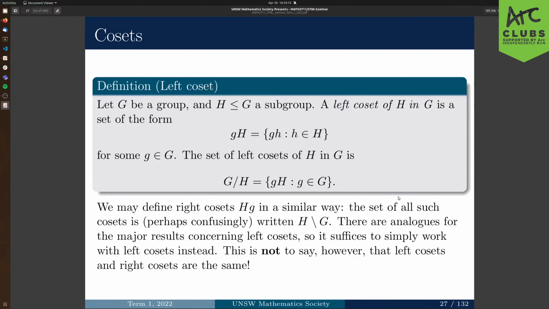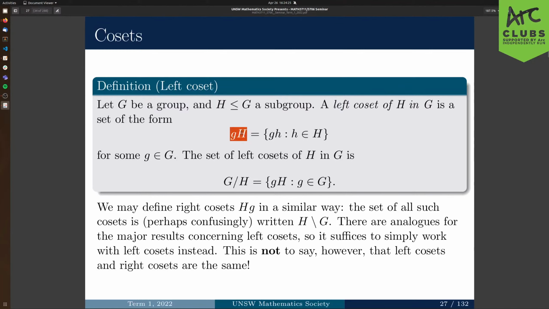So moving on, we can talk about special kinds of sets, and this is all leading towards the definition of a quotient group, which we'll talk about shortly. But to get there, we talk about left cosets first.